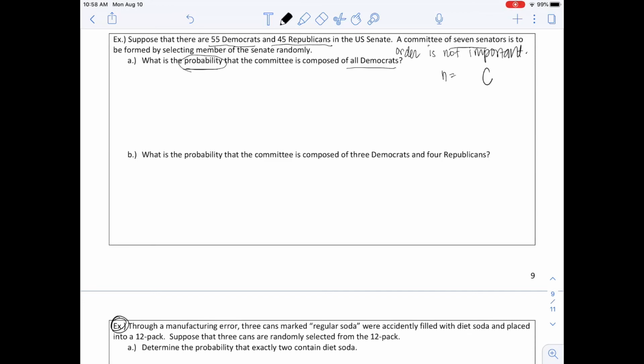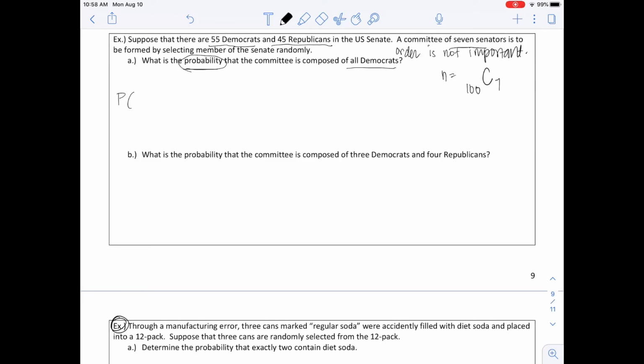When you talk about your sample, you need to look at everybody as being the same, meaning I don't care if you're Democrat or Republican, that doesn't matter. So the total number of Democrats and Republicans that we have is going to be 100, and we're going to be selecting how many of them to be on this special committee. And we have 7. I'm going to leave this as our value here. I'm not going to work this out, but this would be our denominator in our probability problems.